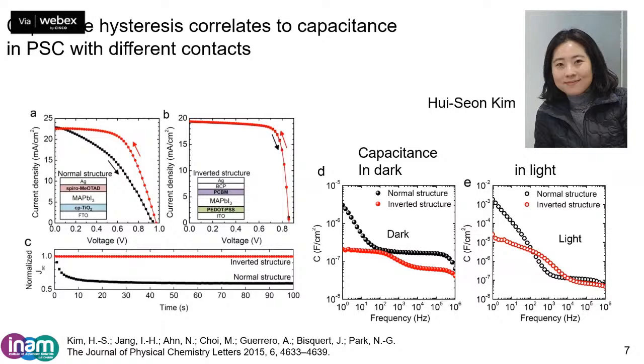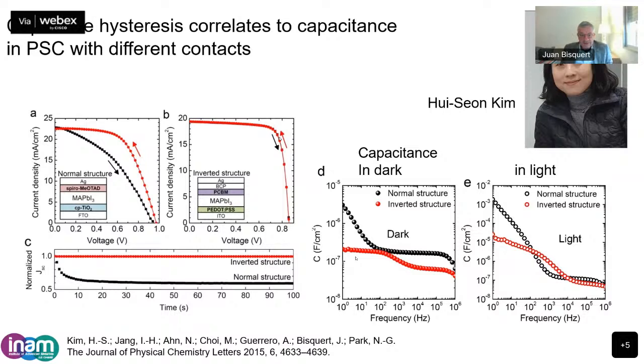So this is our work with Hyosung Kim and Nam-Gyu Park, 2015, where we have correlated the extent of hysteresis with the size of capacitance. This is well known in many solar cells, even the dye-sensitized solar cell and others, that if you have big capacitance, you have more or less current in forward or backward, and you have hysteresis. When you suppress the capacitance with an organic contact, then you have less hysteresis.